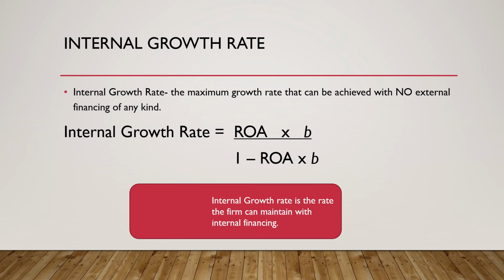And so the formula for internal growth rate is simply the return on assets multiplied by B, which is the plowback ratio, divided by 1 minus the return on assets multiplied by B, the plowback ratio.